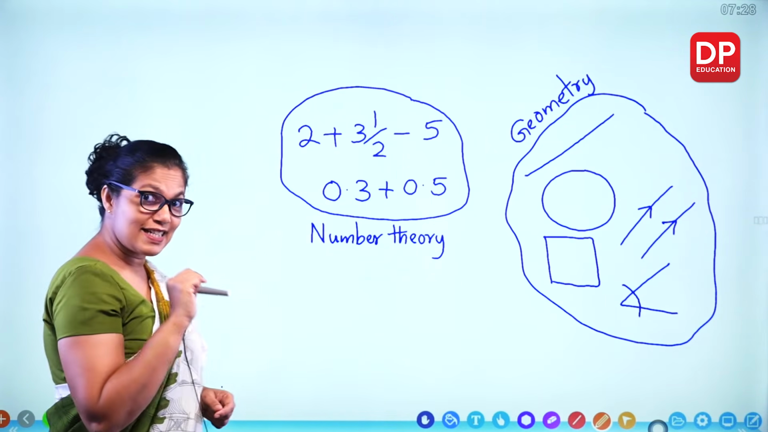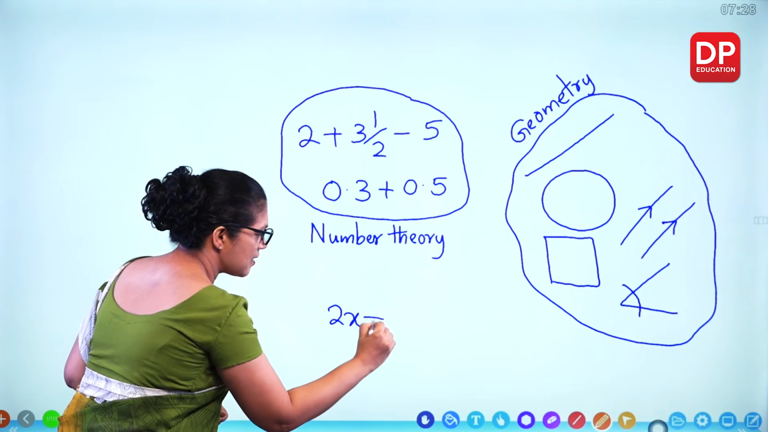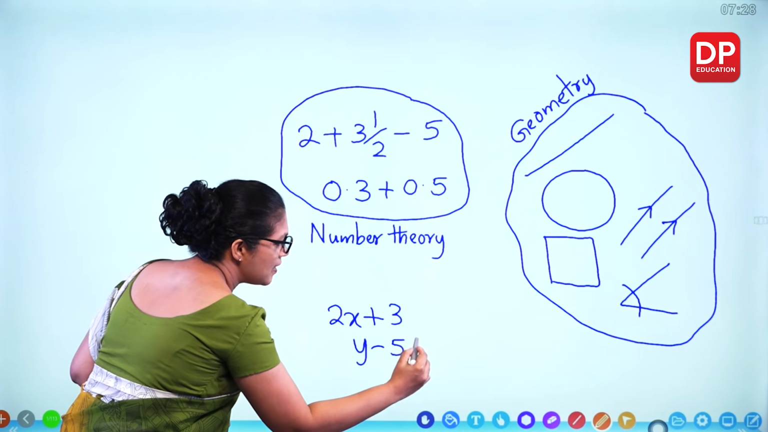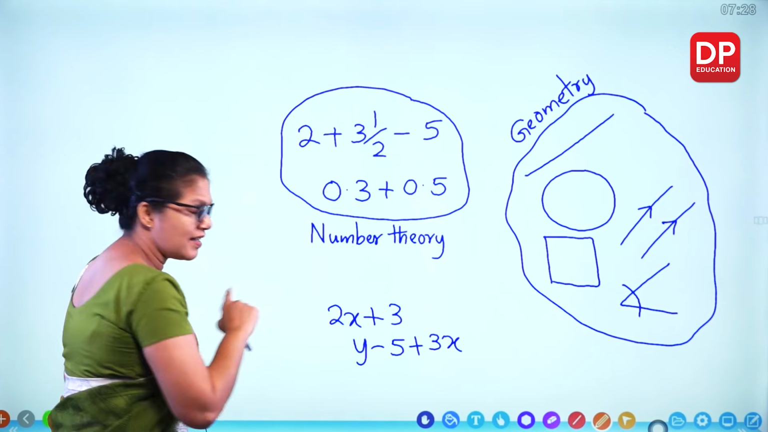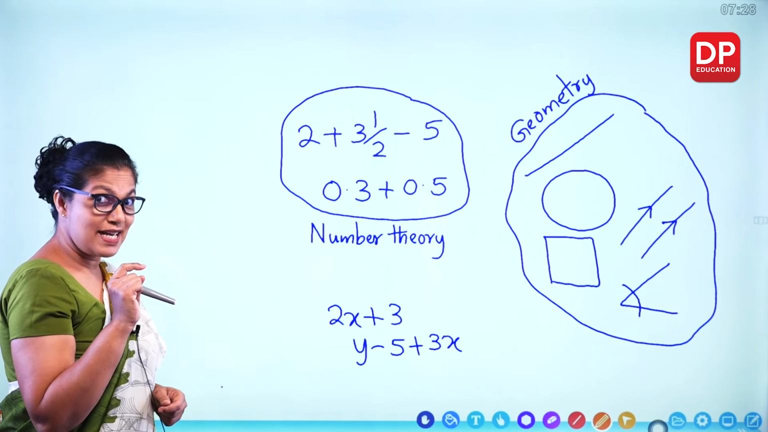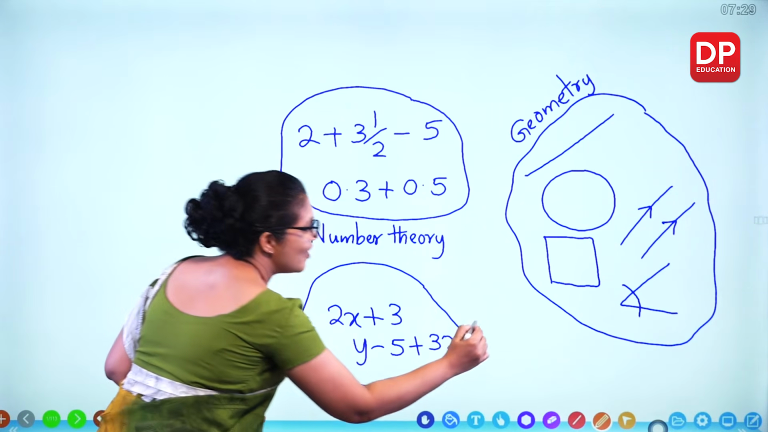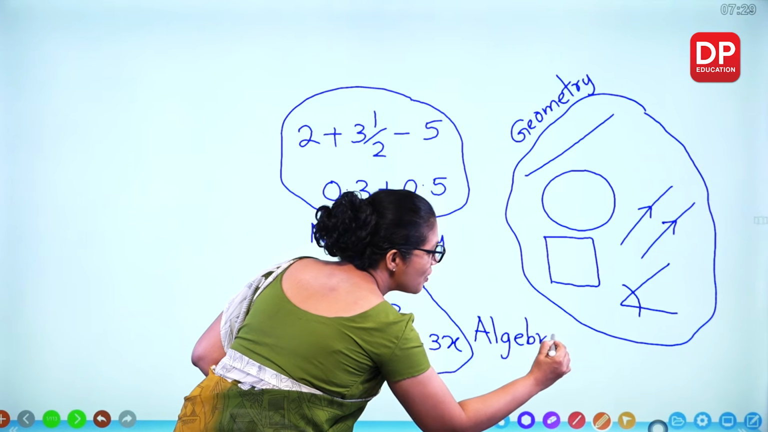What about letters? What are these? 2x plus 3, y minus 5 plus 3x. A combination of letters and numbers, we call that algebra. So today we are doing algebra.